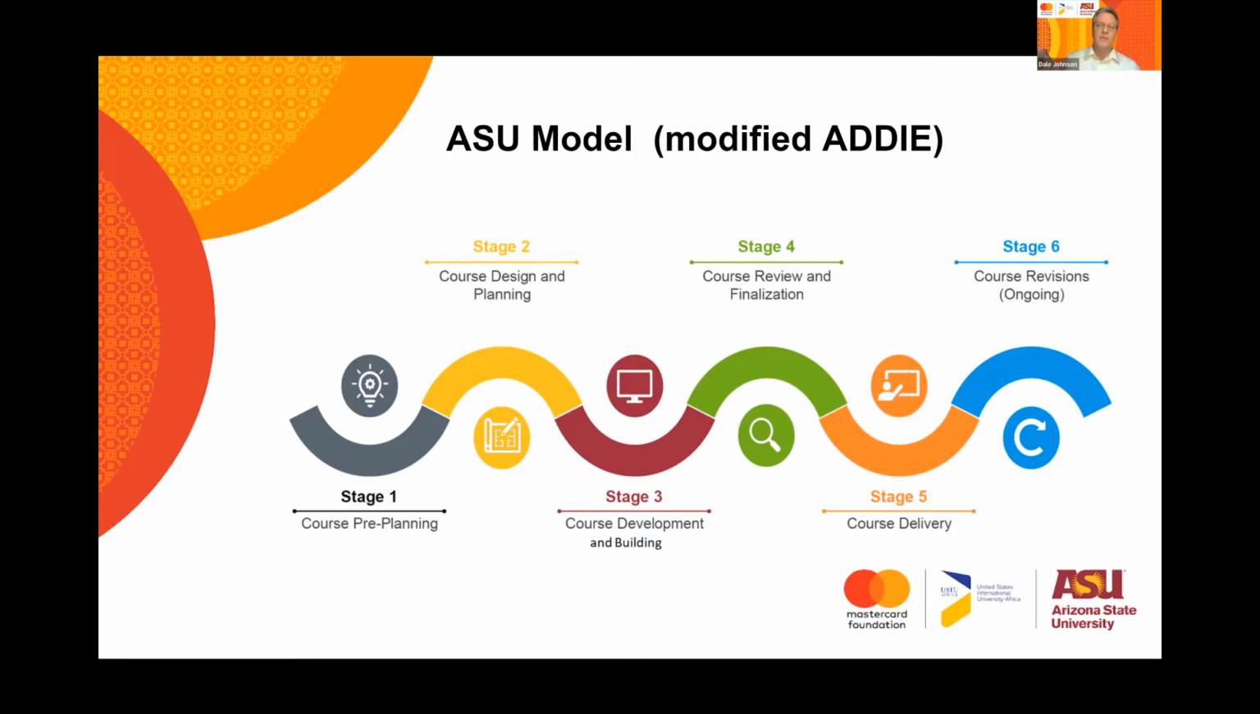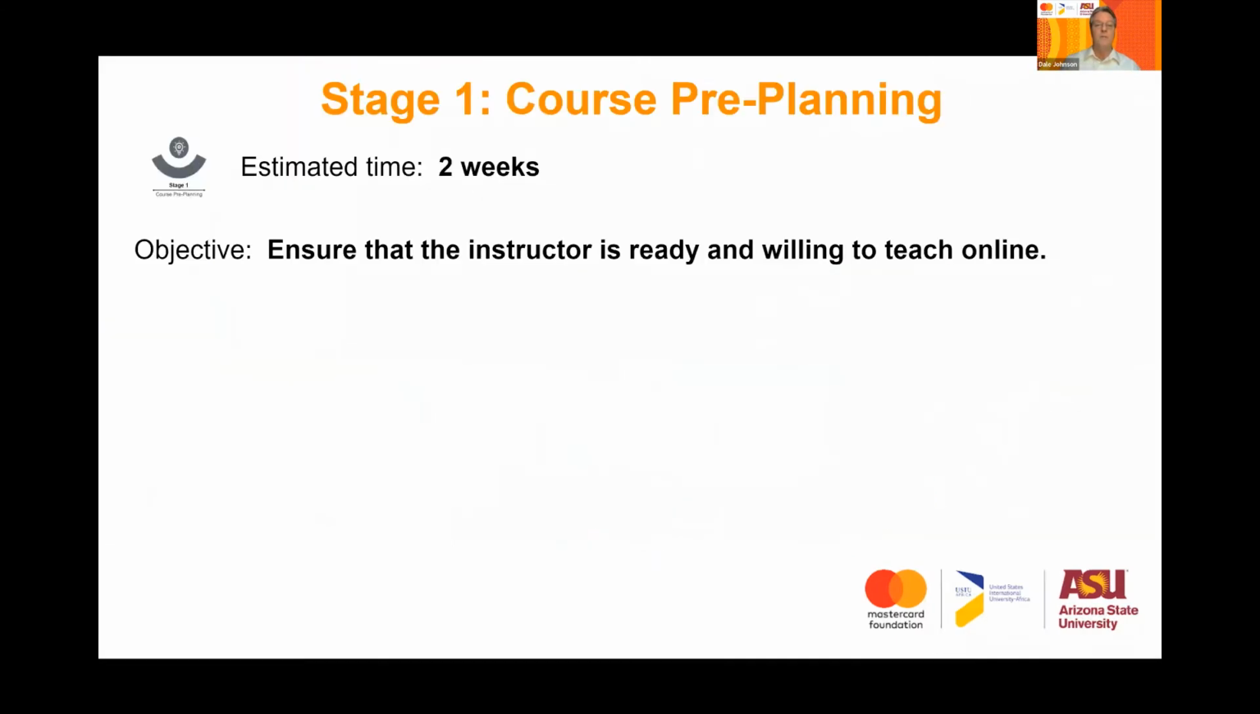You can see here there are 6 stages in the ASU model, starting with course pre-planning and ending with course revisions. What I'll do is walk you through each one and then give you the documents at the end that you can refer to. I always encourage people to steal my stuff. So when we get to the end of this, if you want to make a copy of the Google Doc that we share with you and then change it based on your needs, that's really the best case scenario.